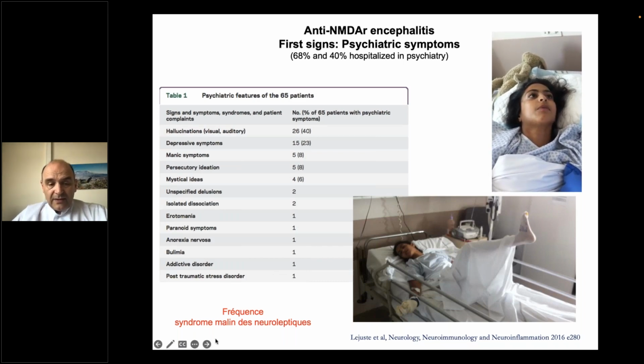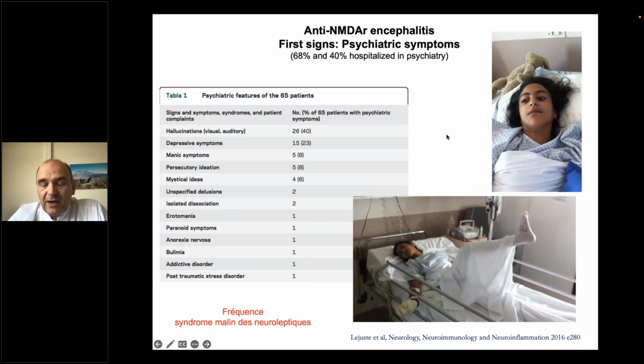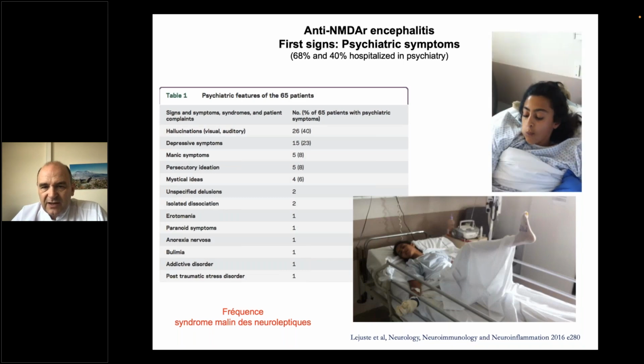One important thing is the frequency of neuroleptic malignant syndromes in these patients. And so if you have an abnormal reaction to neuroleptics in these patients, you have to think about NMDA receptor encephalitis. On the opposite, we tested a lot of young women with psychiatric symptoms, and clearly NMDA receptor encephalitis is rare, and there are many other origins of psychiatric symptoms.